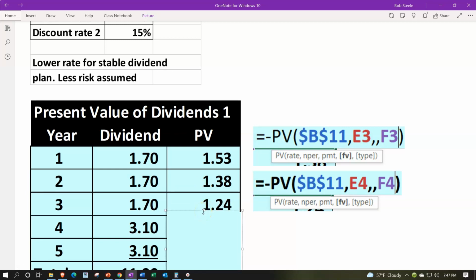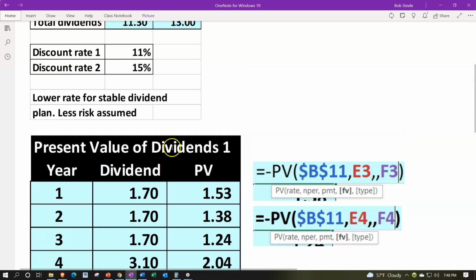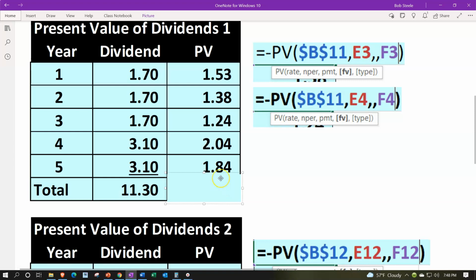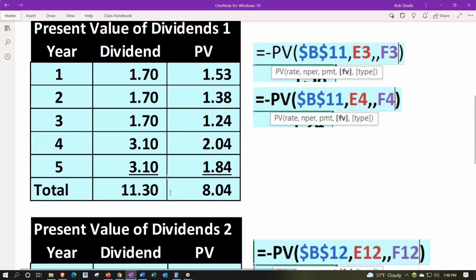Same thing here. The 1.7 discounted back 11% 3 periods is the 1.424. And then we're jumped up in the dividends in year 4 to $3.10, discounted back 4 years at the 11% discount rate gets us to $2.04, and then the $3.10 discounted 5 years back at the 11% would get us to the $1.84 for a total. If we sum up this column, years 1 through 5, on the present value, we get the $8.04. So total dollar value over the 5-year period, $11.30. Present valuing it using our discount rate at the 11% gives us the $8.04.